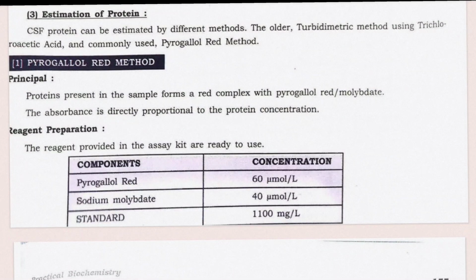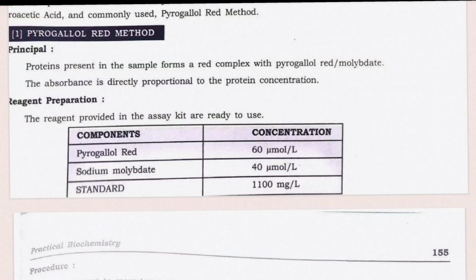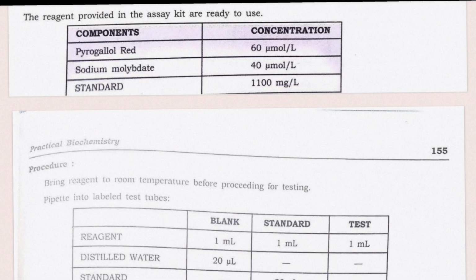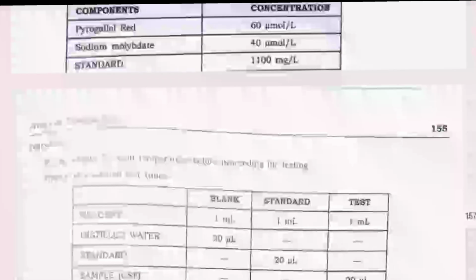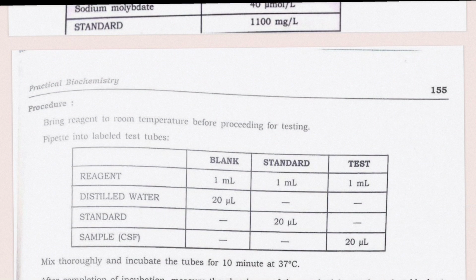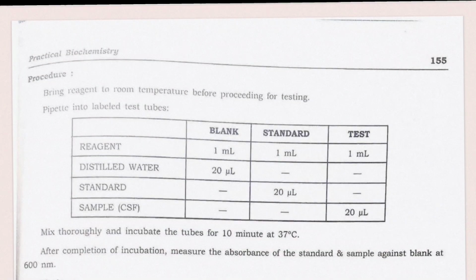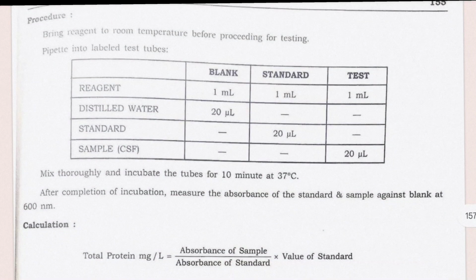Reagent preparation. The reagents provided in the assay kit are ready to use: pyrogallol red 60 micromole per liter, sodium molybdate 40 micromole per liter, standard 1100 mg per liter. Procedure: bring reagent to room temperature before proceeding for testing. Prepare and label test tubes. ब्लैंक, स्टैंडर्ड, टेस्ट लगाना. रिएजेंट 1 ml सब में लेना. डिस्टिल वाटर 20 माइक्रोलीटर ब्लैंक में. स्टैंडर्ड में 20 माइक्रोलीटर स्टैंडर्ड और सैंपल CSF 20 माइक्रोलीटर टेस्ट में.